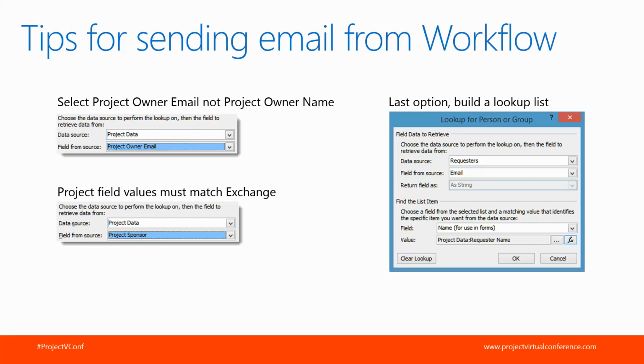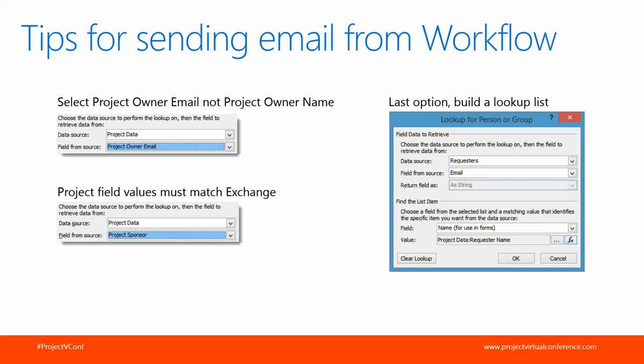One of them is that when you are sending email to the project owner, you can go and choose the project owner email as one of your project data fields. You want to use that. Don't try to use the project owner name. Actually use the owner email when you're sending email. Next thing is if you're trying to send email based on some project field, you want to make sure the username values match Exchange. So if you're configuring a list of values, you're going to have to make sure the names there match Exchange.